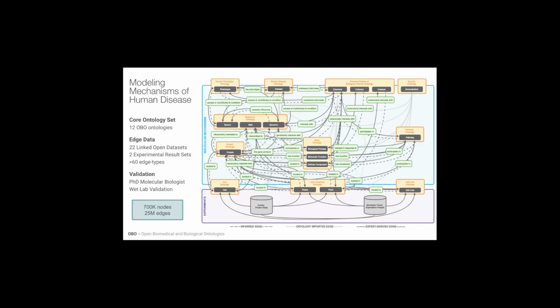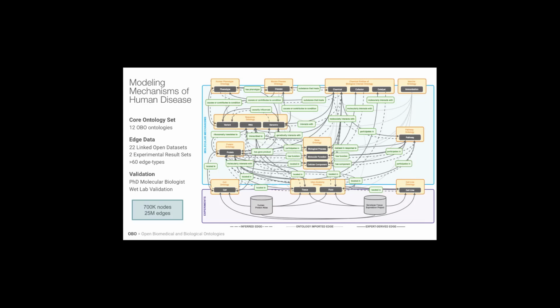and are imported. So the final knowledge graph we constructed was built from 12 different ontologies, 22 linked open data sets, 2 experimental data sets, and included more than 60 edge types. So these are 60 edge types we added to the existing ontologies that we imported. And this knowledge graph, again, was really designed to try to represent mechanisms of human disease. So from the central dogma all the way up to observed phenotypes and their relationships with different kinds of drugs and pathways. And this is the knowledge graph that will be referred to throughout the rest of the talk.